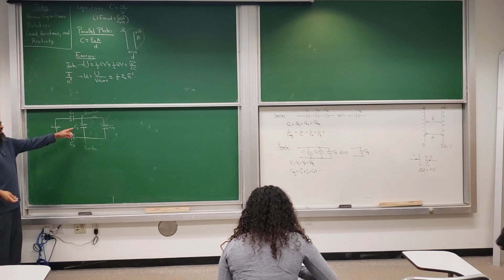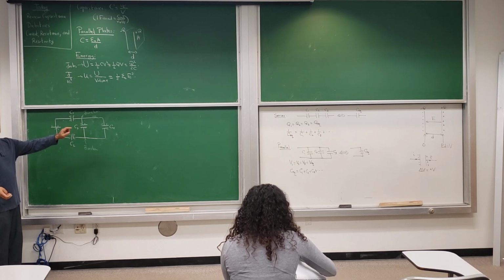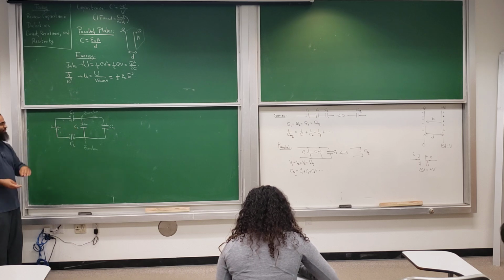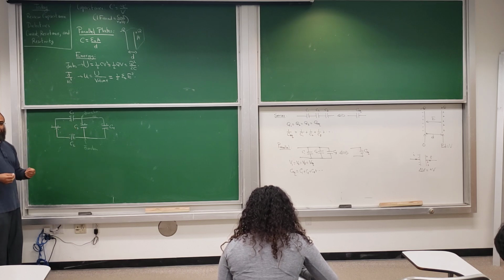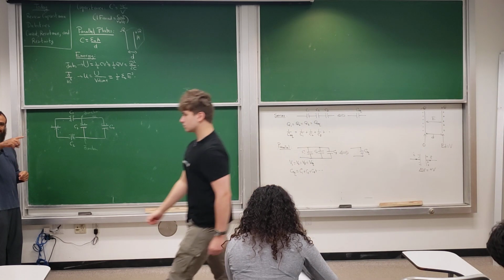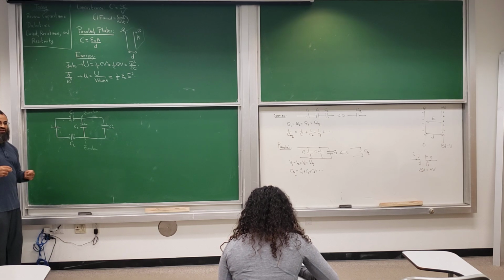Now, C3 and C4, I'm saying they're in parallel. If they're in parallel, what do they need to have? The same voltage. Good. So let's do this loop rule thing. The loop rule says if you do a closed loop, the potential when you come back to the same point, the potential change has to be zero.